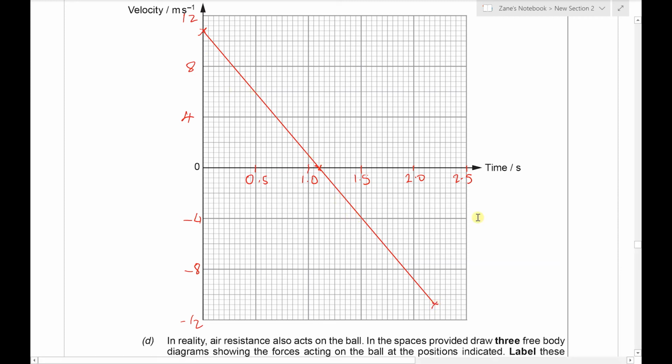Axes were already labelled for you, so all we had to do was plot the points and join them up with a perfect straight line. Remember that the gradient of this straight line represents the acceleration, and if we actually calculated it, we would find it was 9.81 or minus 9.81 meters per second squared.